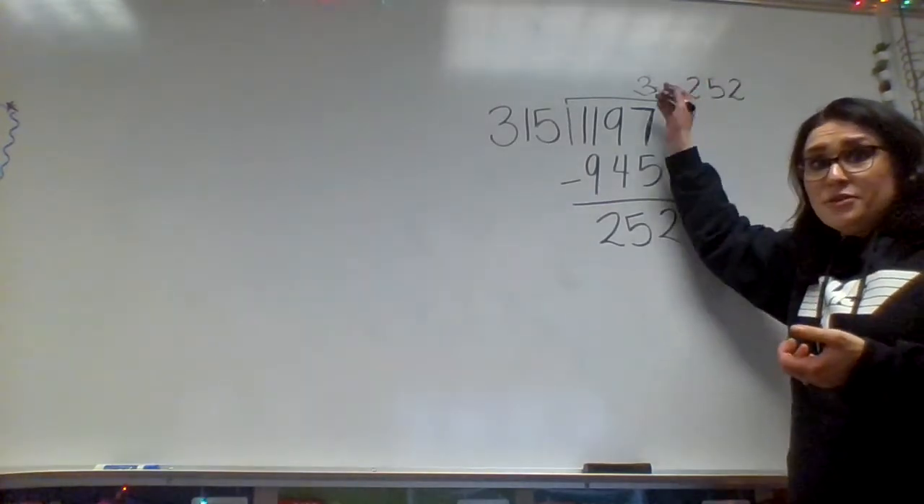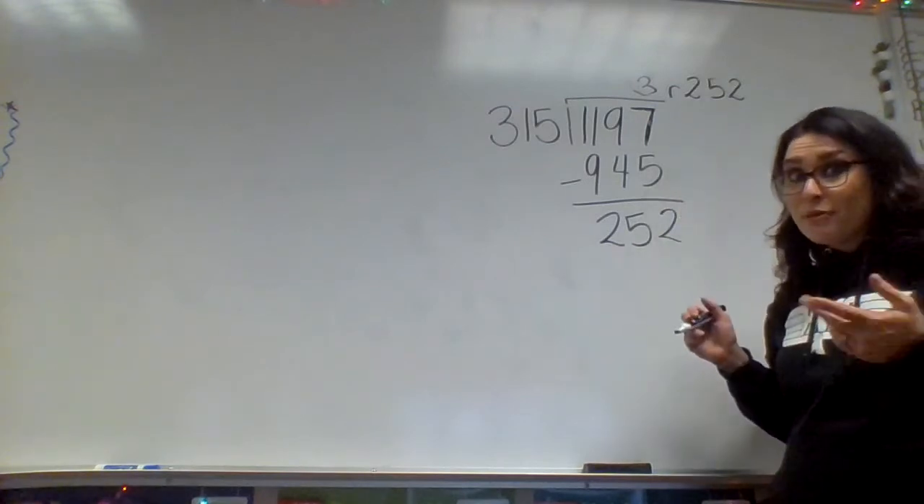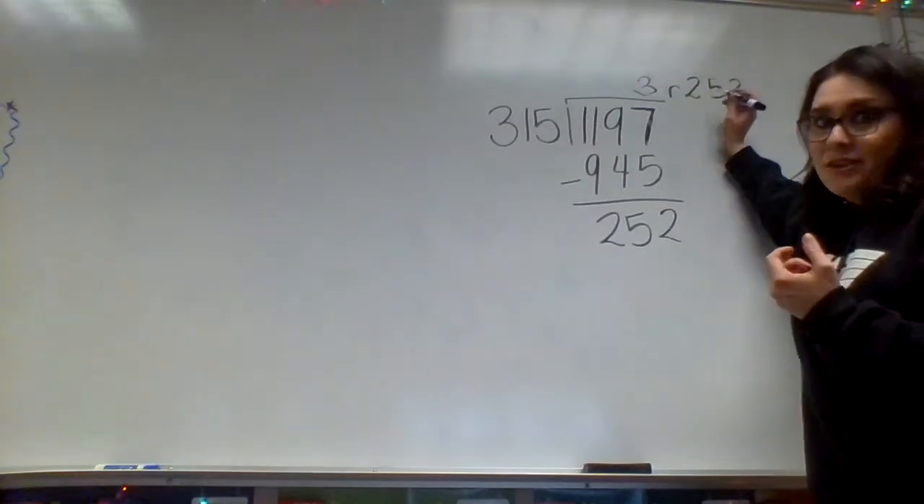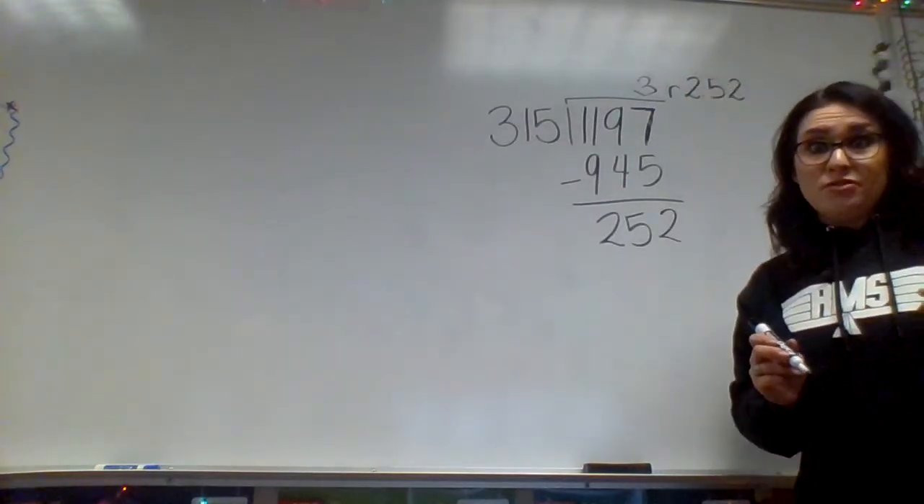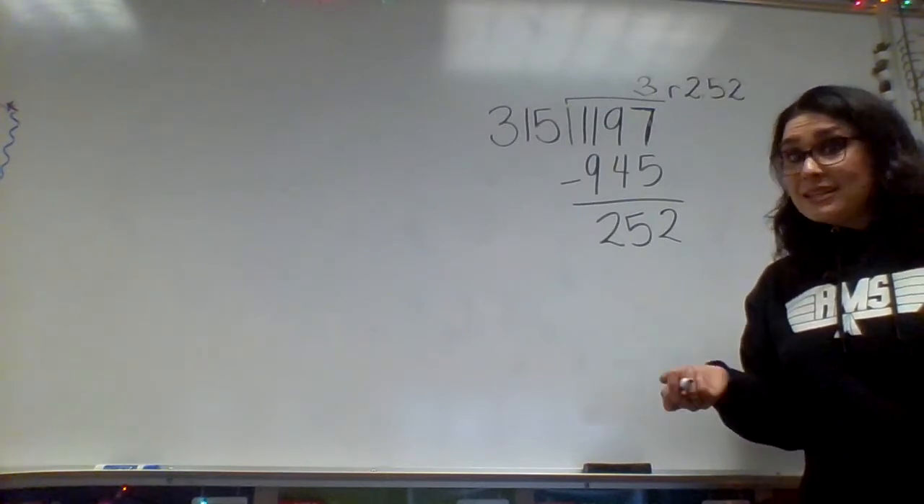So we could just write it as 3 and 252. And I know that seems like a really big remainder, but remember, we were originally talking about money. This was actually $3.15. This would actually be $2.52 as well. But is there a way that we can also just write this as a decimal?